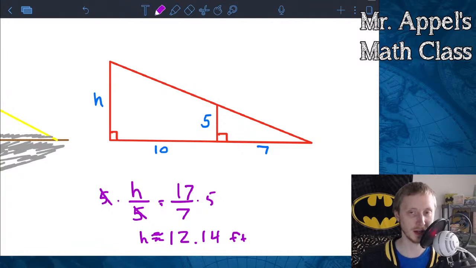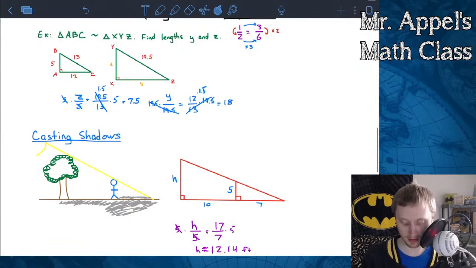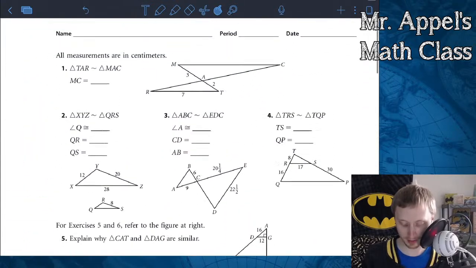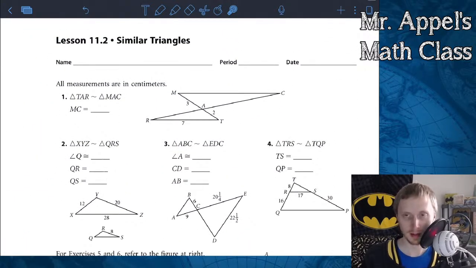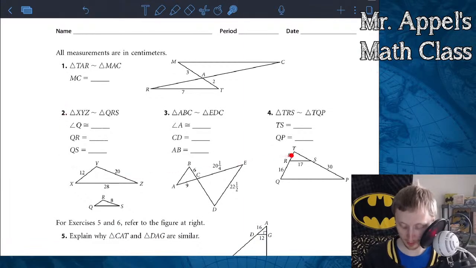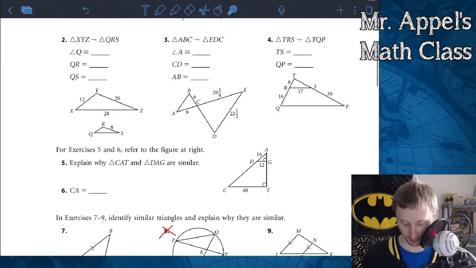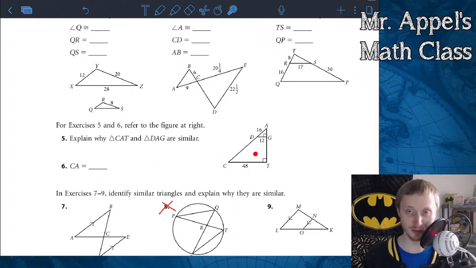Okay, questions on how we got that? All right, then you're on your own for the rest of these exercises. Doing 1 through 4, fairly straightforward ratios there. 5 and 6 have this right triangle, just like we were working with before.